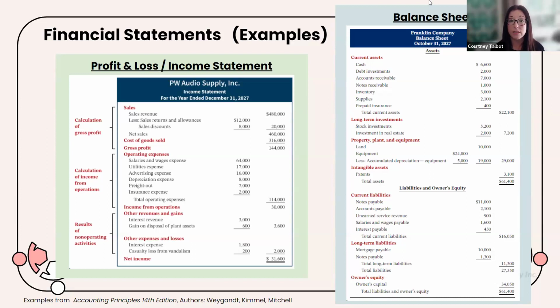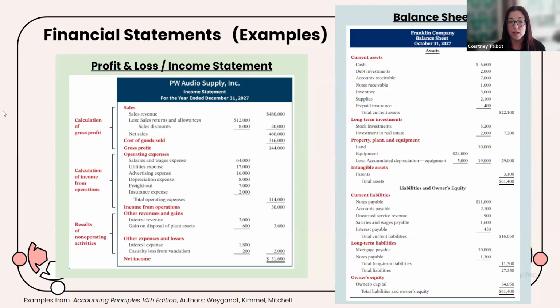On the left-hand side, we have an example of an income statement. Notice we're seeing things like sales, cost of goods sold, operating expenses. Once again, the profit and loss is your revenue and your expenses to result at a net income.